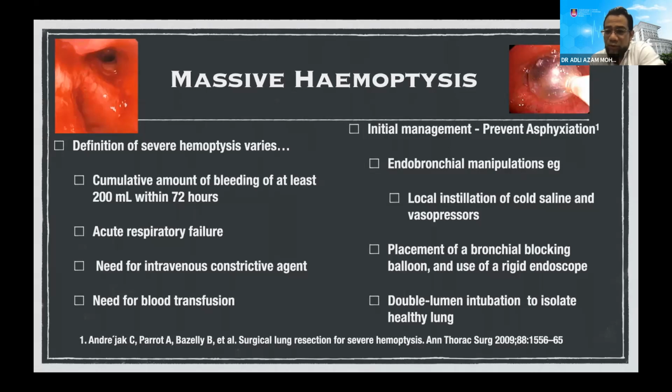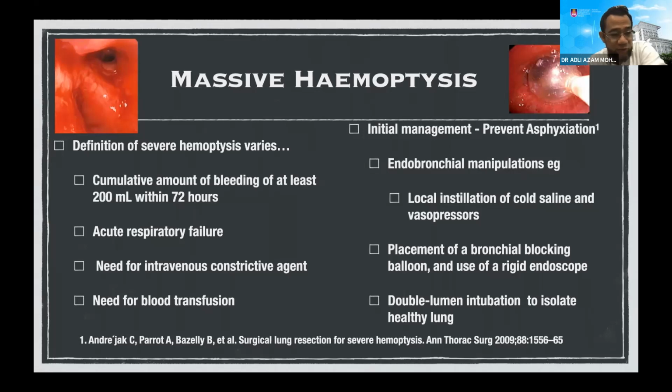Interventions like bronchial manipulation can be offered, like local instillation of cold saline and vasopressor, placement of a bronchial blocking balloon, use of a rigid endoscope, and then double lumen intubation to isolate the healthy lung. When we do this, we can stabilize the patient before we really go in and do a proper surgery.